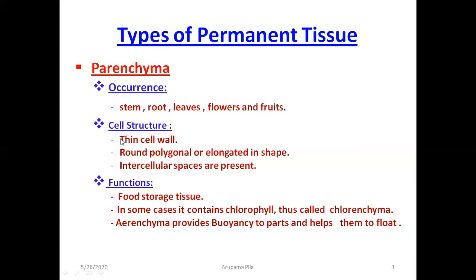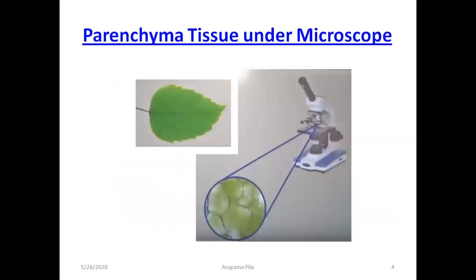Now let's see the cell structure. The cells have a thin cell wall, and the shape of the cell may be round, polygonal or elongated. Intercellular spaces are present, which I have already told you is the space between the cells. Now let me explain their structure by this diagram.